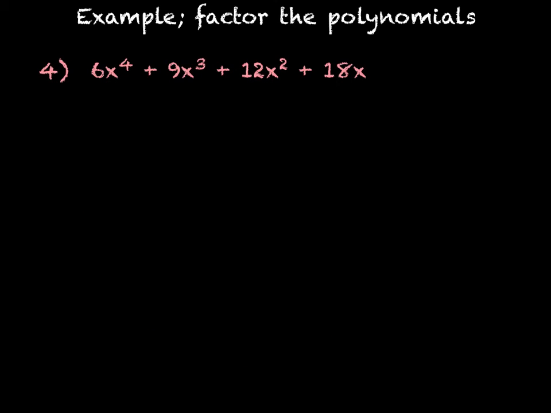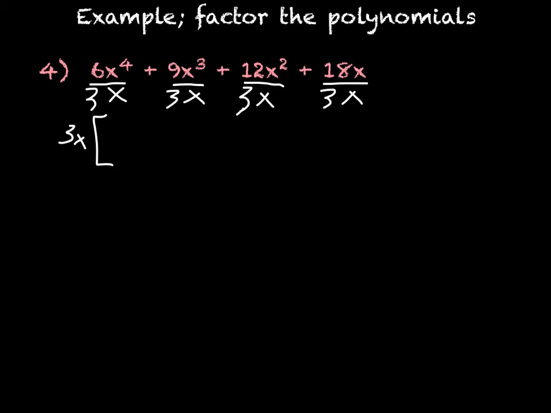And my last example here, I have 6x to the fourth plus 9x cubed plus 12x squared plus 18x. So I'm going to look at what I have in common with everything. That would be an x and a 3. So I'm going to factor that out, giving me 3x times, when I divide that out by 3, I'm left with 2x cubed plus 3x squared plus 4x plus 6.